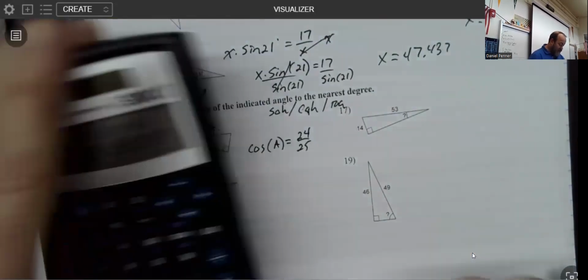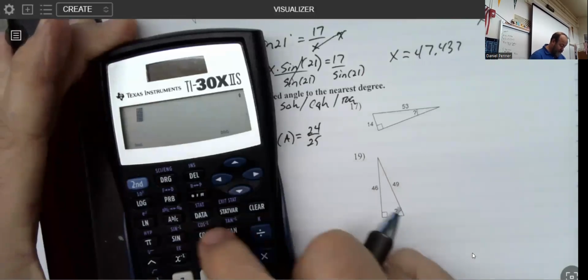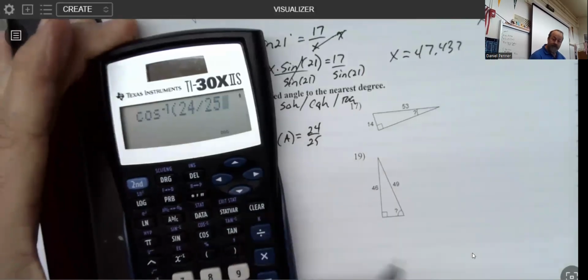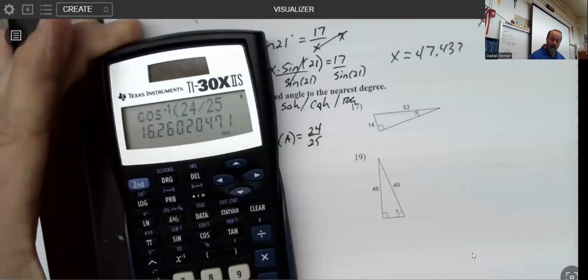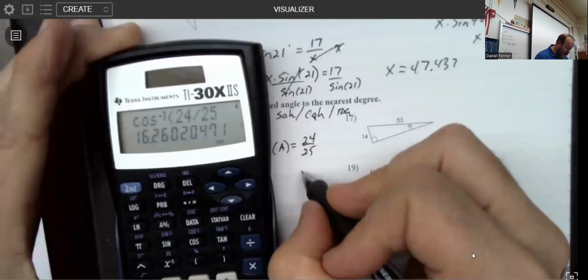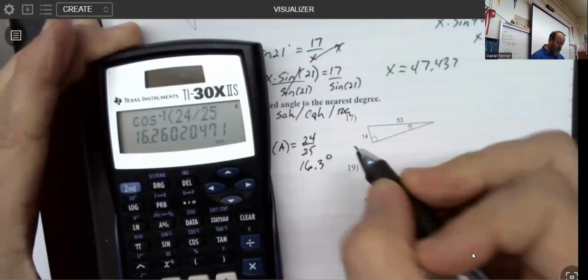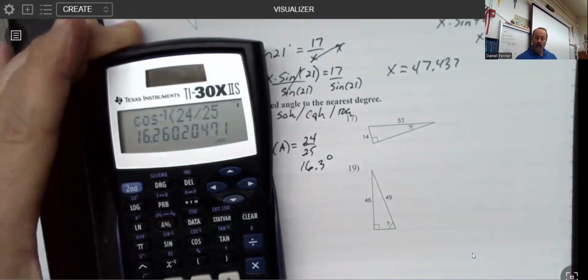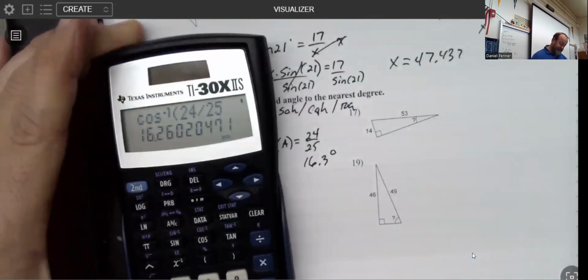And if I want to find that angle, I hit second cosine, and I hit 24 over 25, and it says that my angle is 16.3 degrees. And we pretty typically will round it to the nearest whole degree or a tenth of a degree.